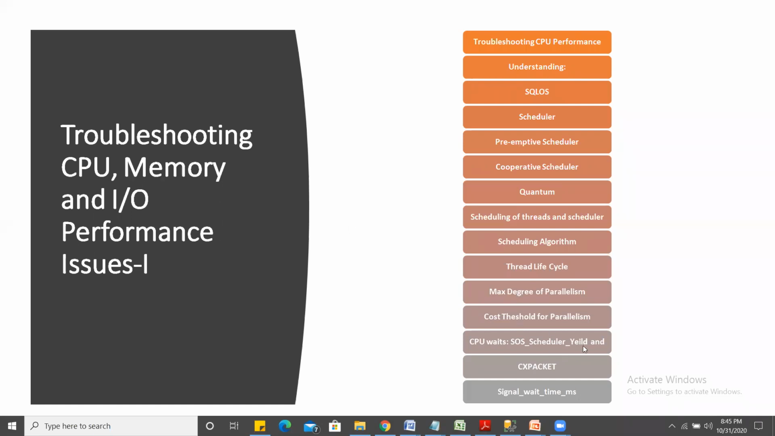issues also. Then we will talk about the CPU waits, SOS scheduler yield, CX packet, and one is missing here, that is thread pool. And I will tell you how to analyze the statistics that will appear against these 3 waits: SOS scheduler yield, CX packet, and thread pool. Finally, what is signal wait time? What is wait time in ms? Those things we will discuss in order to troubleshoot the CPU. This is the topic for tomorrow.